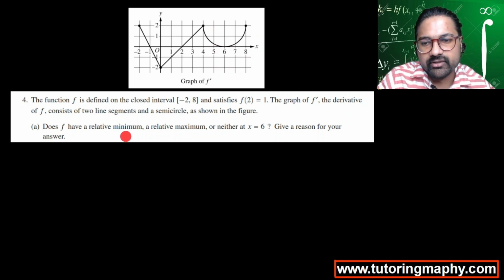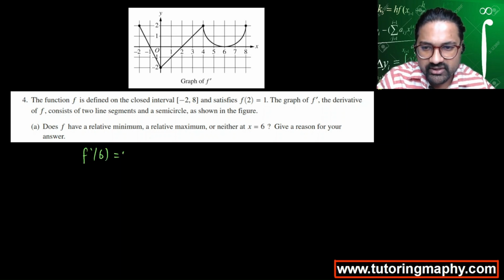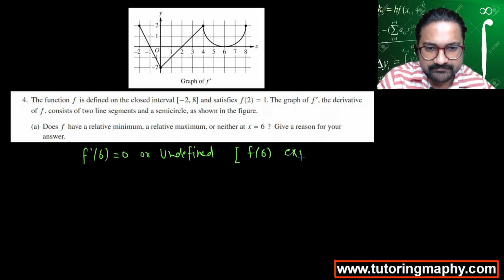Does f have a relative maximum, relative minimum, or neither at 6? Give a reason for your answer. Let's ask ourselves, before even looking at the graph, when can a function have a relative minimum or maximum? When f prime of 6 is 0 or undefined. In other words, when x equal to 6 is a critical point, given that f(6) exists. So if 6 is a critical point, and very important, f prime of x changes its sign.